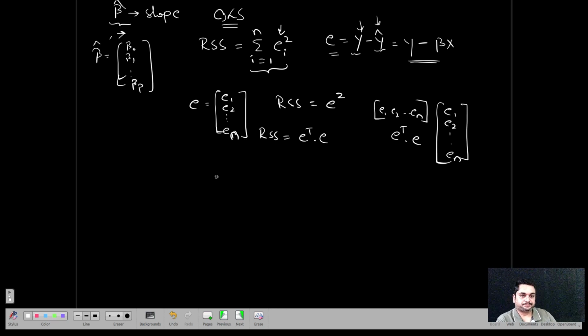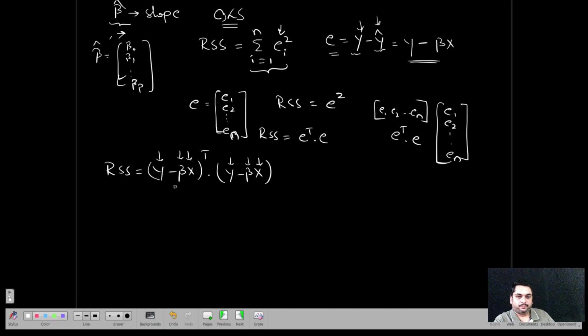What is e? So I'll write RSS is equal to (y minus beta x) transpose into (y minus beta x). This is my RSS. See, all are matrices here, this is not single variables. All are column vectors or matrices. Now, how will I minimize this to obtain beta? So, differentiate and equate it to 0 to minimize it. So, with respect to beta, this matrix equation equal to 0.